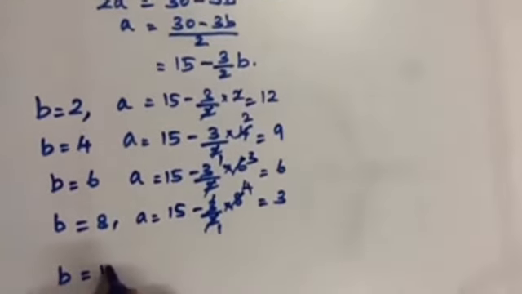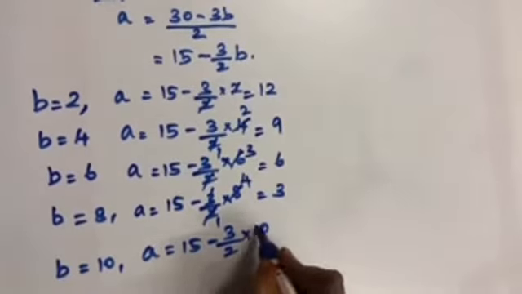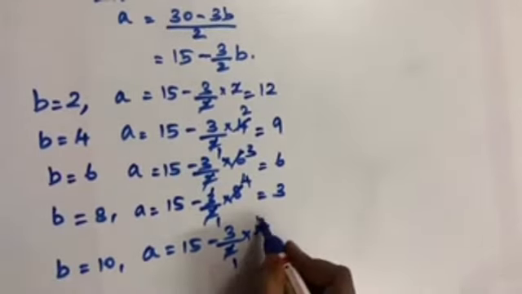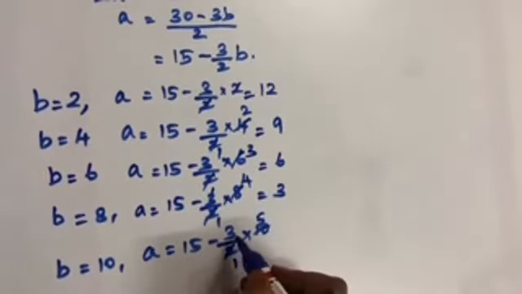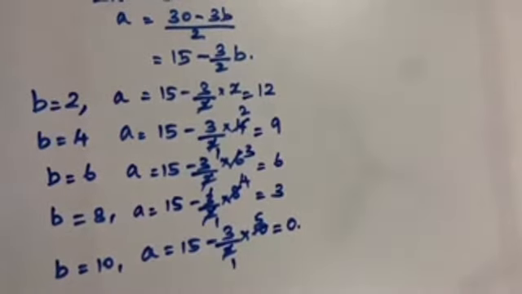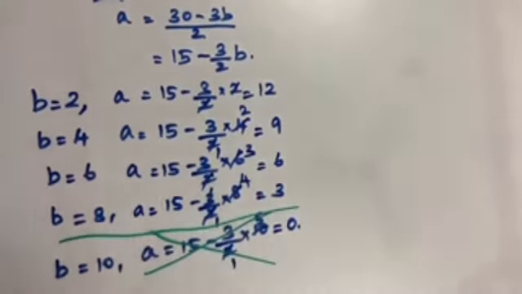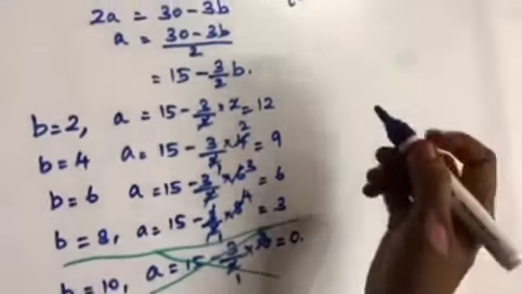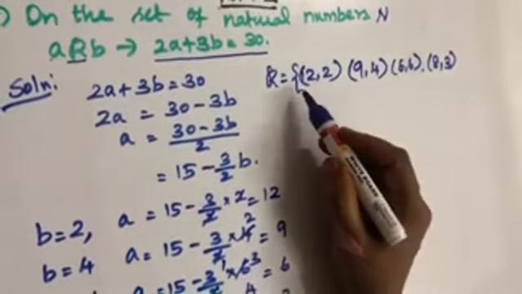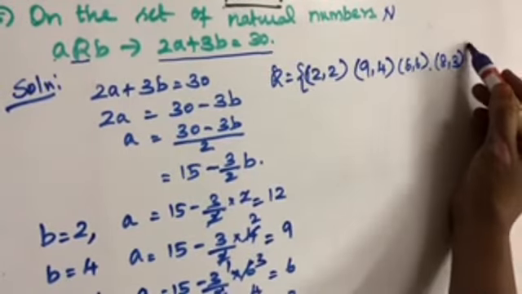B is equal to 10. A is equal to 15 minus 3/2 times 10. 2, 5 times. 5 3s are 15. 15 minus 15, it is 0. But 0 is not in the set of natural numbers. So, up to this we can stop. We should not write for B is equal to 10. So, now R is the relation that contains the pairs 12, 2, 9, 4, 6, 6 and 8, 3.